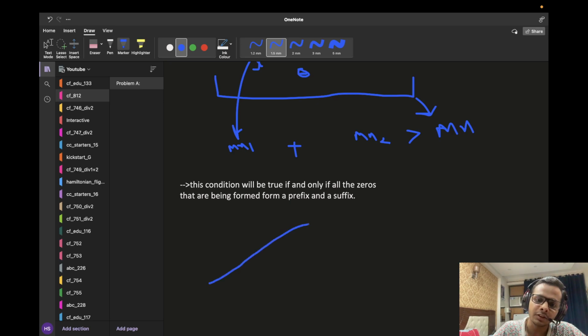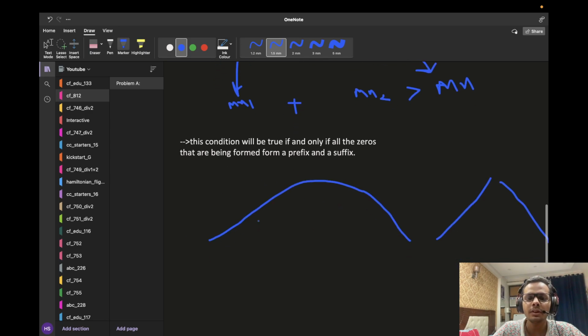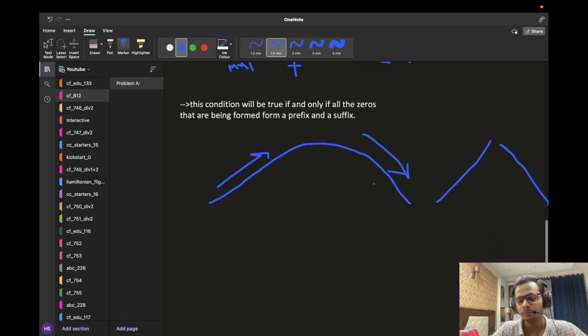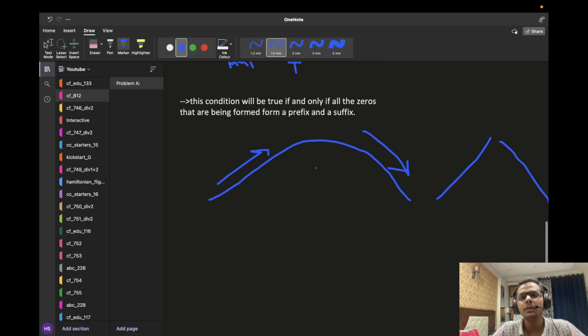So it is increasing first and then decreasing, or maybe it is only increasing, or only decreasing. These two cases are just sub-cases of the first case. So what we want is for our array to first increase and then decrease, or maybe only increase, or only decrease. Here I am ignoring that neighboring elements can also be equal. That can also be true, but it will only be counted as increasing or decreasing, because they're just the same.